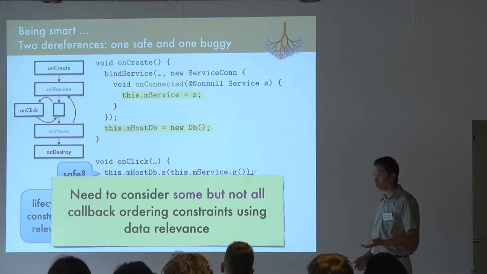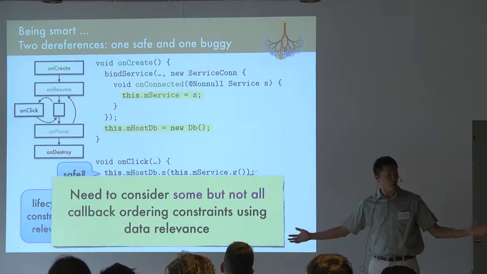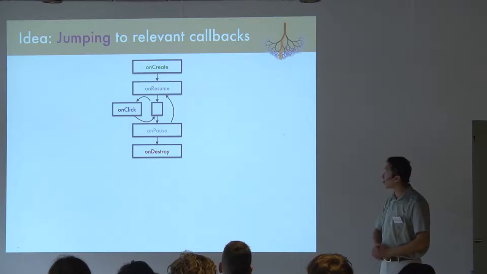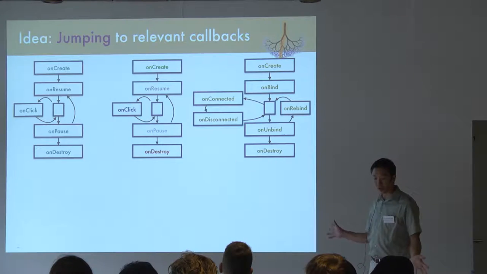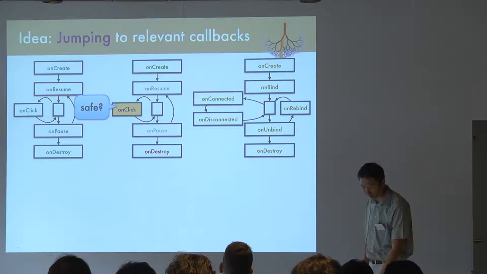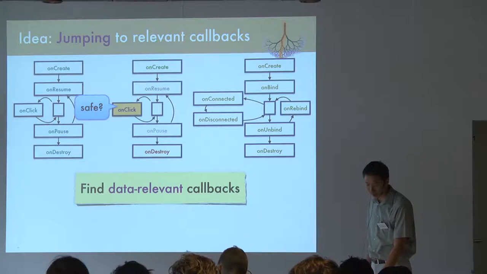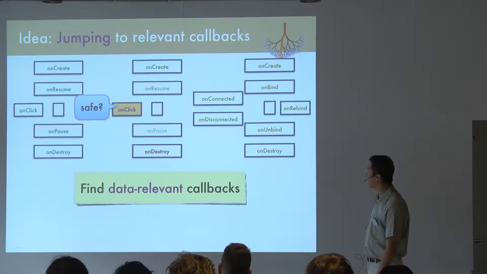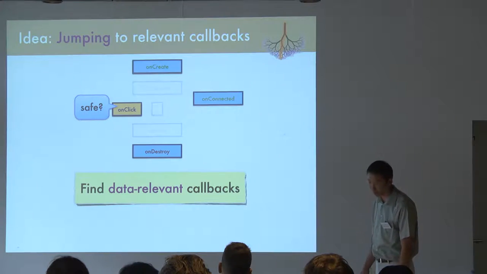Okay, so we need to consider some but not all callback ordering constraints that create happens-before relations, like click before destroy. But really, the basic challenge here is, if I have 1,300 callbacks in my app, how do I identify these three and no more, or these four and no more than that? The basic idea is actually quite straightforward. If I have a whole bunch of components in my system, and I'm trying to prove the safety of some property in onClick, a dereference as an example, I can think about finding the possible callbacks that are relevant from a data perspective. What can possibly affect this property that I'm trying to prove in onClick? And so I can ignore the control flow at that point. And maybe I highlight that these are the four methods that are relevant, or the three methods that are relevant to onClick. And then I can drop everything else.